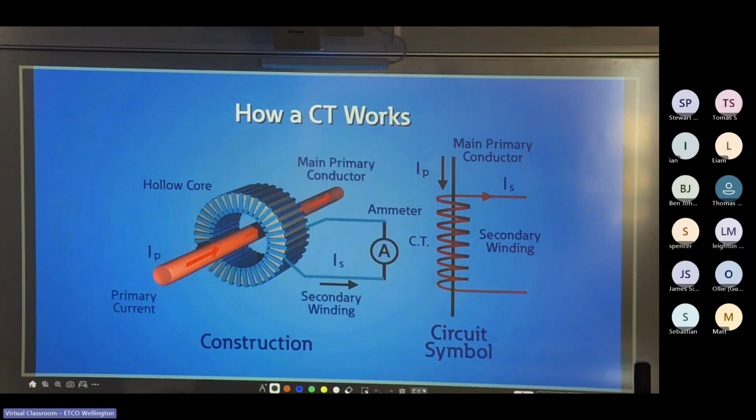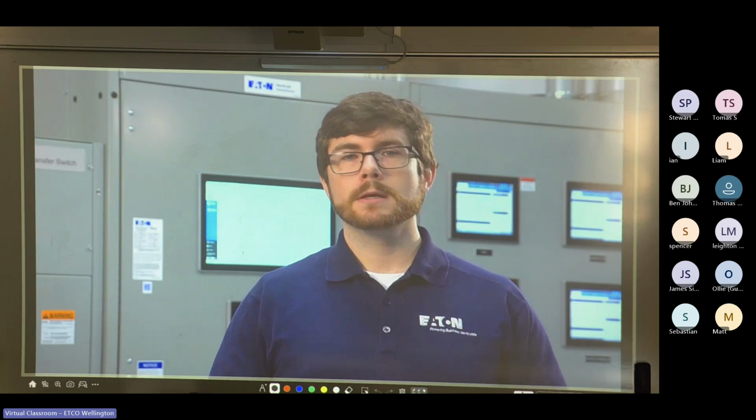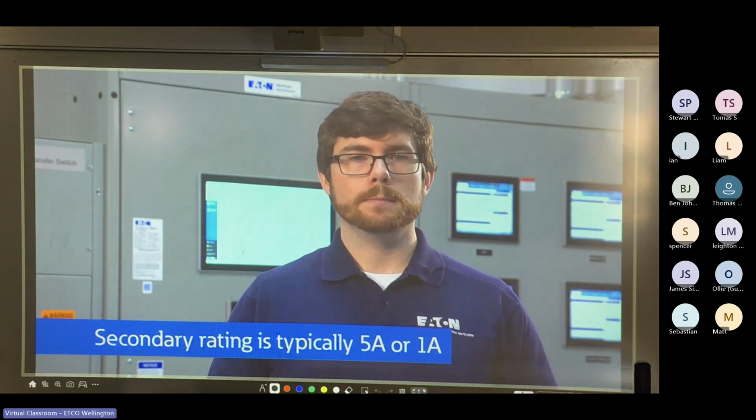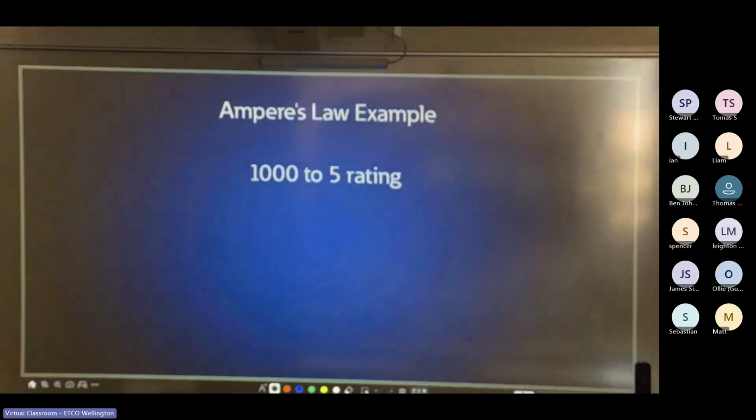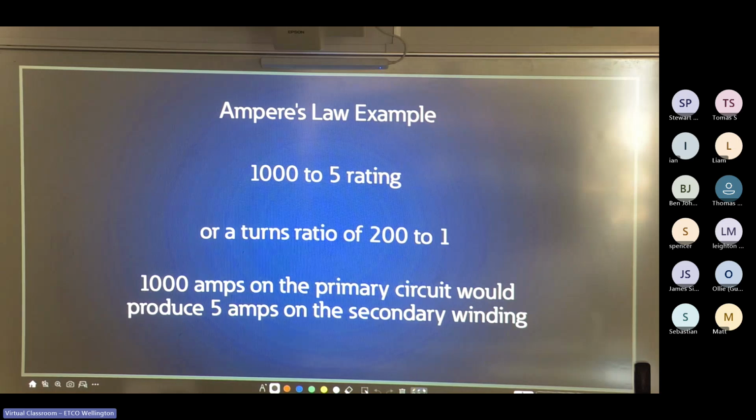The primary winding of the CT, the main loop, has the wire with the current we wish to measure pass through the center of the core. The primary winding that carries the main current is said to have a single loop or winding. The wire produces the magnetic field that drives the current on the secondary winding, which is used as the output of the CT. The current on the secondary winding is proportional to the current flowing through the center of the core. Typically, the secondary rating is 5 amps or 1 amp. For example, with a 1000 to 5 rating, or a turns ratio of 200 to 1, when 1000 amps flows on the primary circuit, 5 amps would flow on the secondary winding.